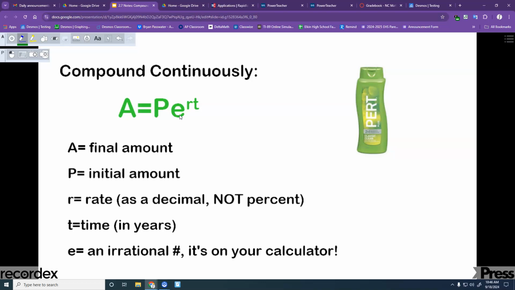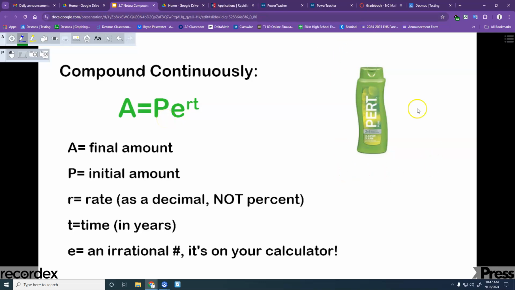It's a lot like pi, right? We've been using E because it's used in natural logs and stuff like that. So this is an example where you'll see compounded continuously. So if you see the phrase compounded continuously, you do not want to use that formula. You want to use this formula. I call it the PERT formula.